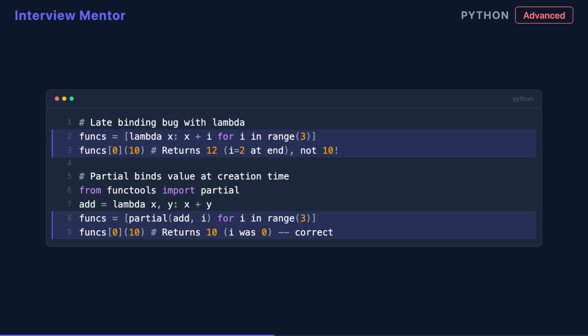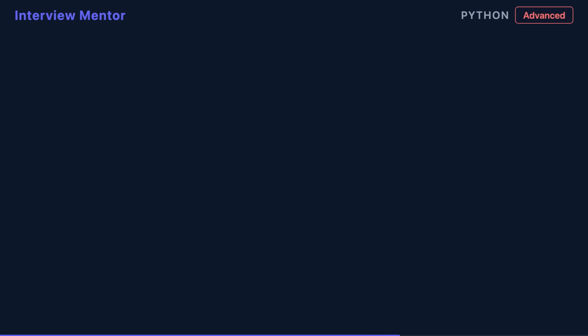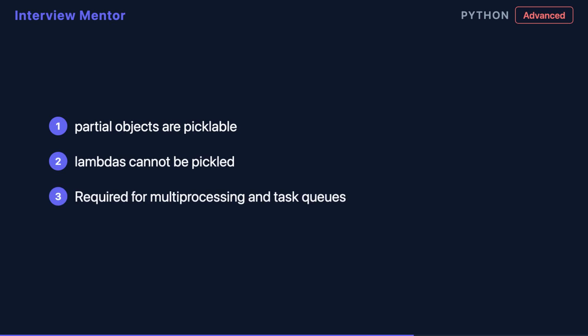The most critical difference is late binding. When a lambda references a variable from an outer scope, it binds the name, not the value. In a for loop, every lambda ends up using the final value of that variable. Partial binds the value immediately at creation time, so each partial object gets its own frozen snapshot, eliminating the classic loop closure bug entirely. Finally, partial objects are picklable.